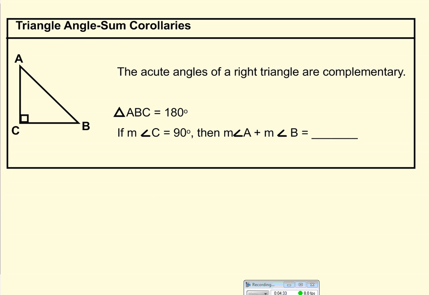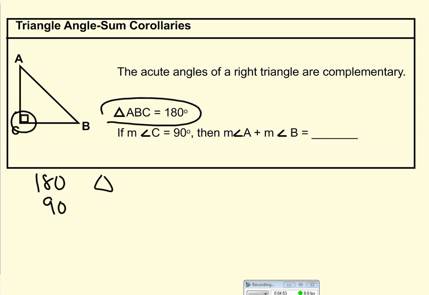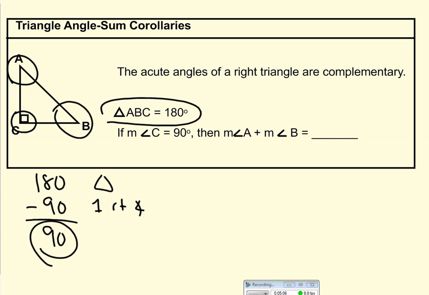So acute angles of a right triangle are complementary. Hopefully this kind of makes sense. Think about this. A triangle is 180 degrees. I've got a right triangle, which means one of the angles is 90. So if the sum total of the whole triangle is 180, I have the one right angle that is 90 degrees. How many degrees do I have left? I have 90 degrees left for two angles. So by definition, A and B are complementary because they have to add up to 90. Otherwise, it's not a triangle.